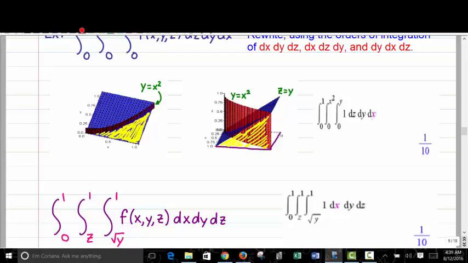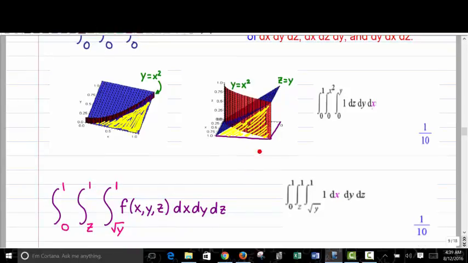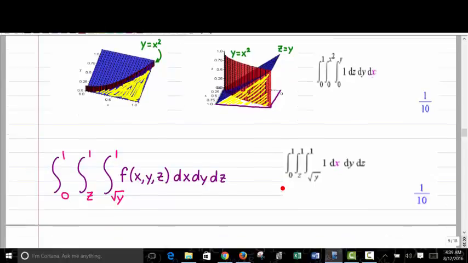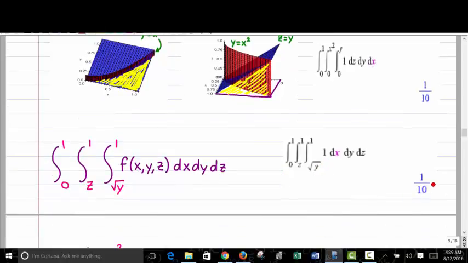And then z has to be numerical, so if y is going to 1 and z equals y, z would have to go to 1. So there's our setup right here. Put that in Maple, put 1 in there, and got 1 over 10. So while that doesn't prove I'm right, it's probably a good chance that I am.